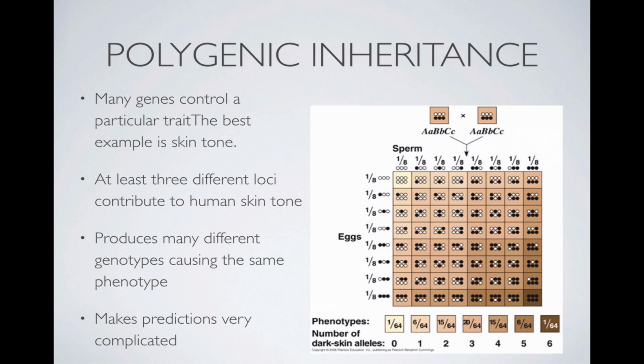All right, you can kind of see from this Punnett square here how complicated it can get. Okay. Notice that there are many different genotypes that produce the same skin tone. All right, what that means, if you look at this chart, this right here is kind of a medium skin tone. This right here is very similar to it, but they're actually produced by different genotypes, even though they have the same phenotype. So it gets very complicated.